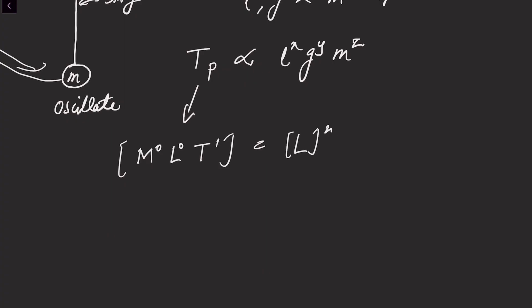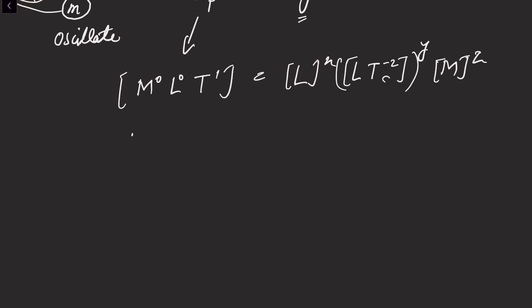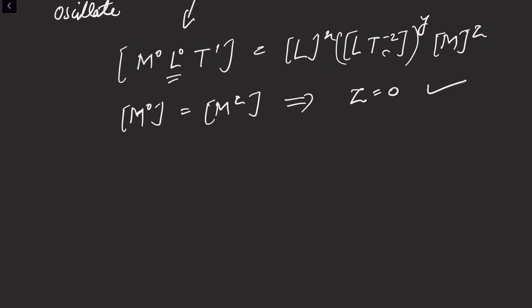L to the power x. What is g? g is meters per second square. So (L T⁻²) to the power y. And what is m? This is m to the power z. Now equating individually, so M will be equated to M, L to L, and T to T. Okay, so M⁰ equals M to the power z. This means that z equals 0, right? z equals 0. Now we'll go for L.